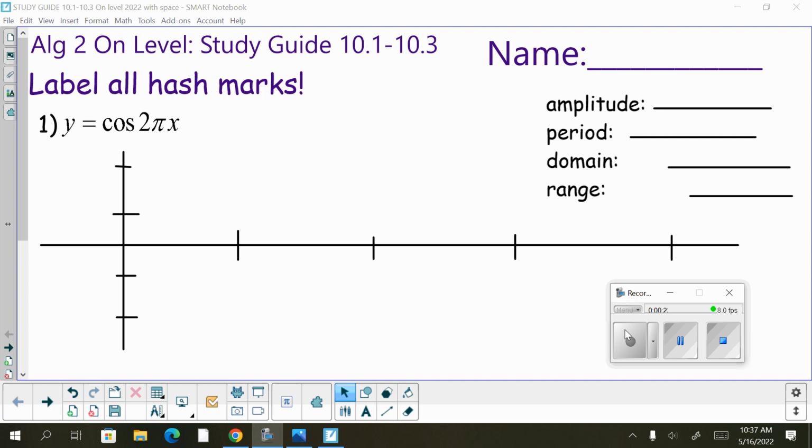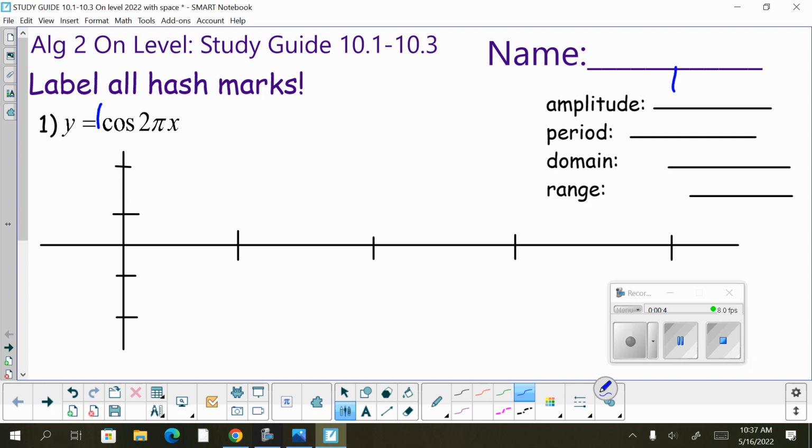Not everyone's looking excited. All right, number one, it's a cosine graph. The first thing we want to do is identify the amplitude, or how high and low it gets. It's the A value. Anyone think they know? It's 1. Very good. It's actually an invisible one that was right about here.